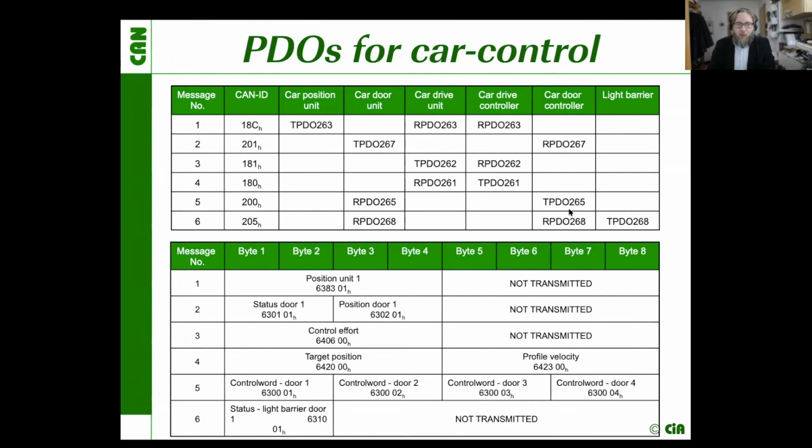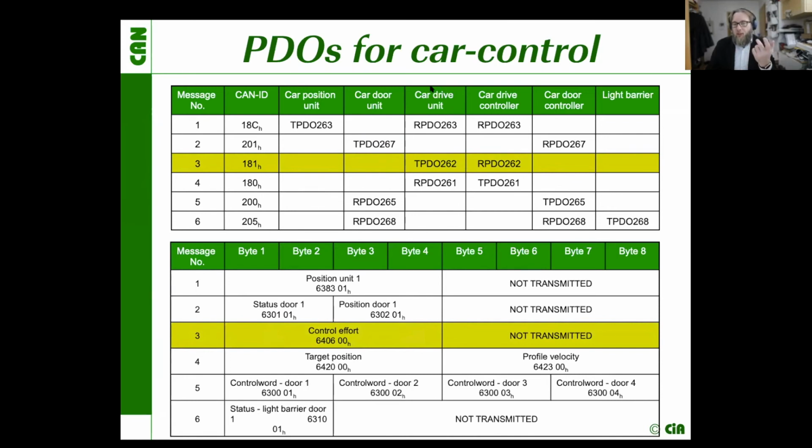And to give you a different view on this, we basically built a matrix, the communication matrix, where we defined our messages. In this case, I have, for example, defined message 3. We assign to that message 3 CAN identifier 181X. And we define that this message 3 is regarded as a transmit PDO or receive PDO 262, depending on whether the physical device should transmit it or receive it.